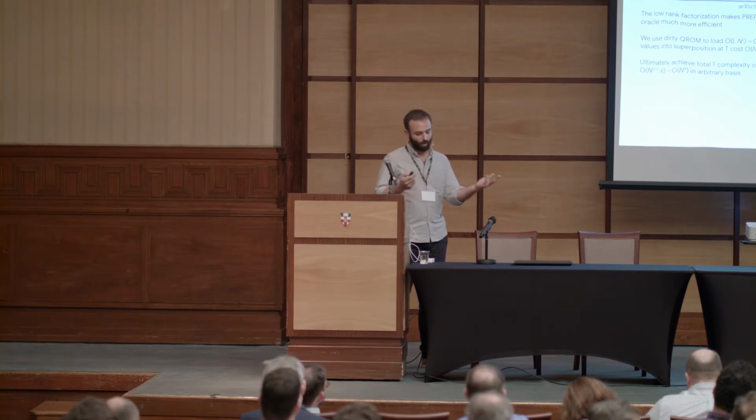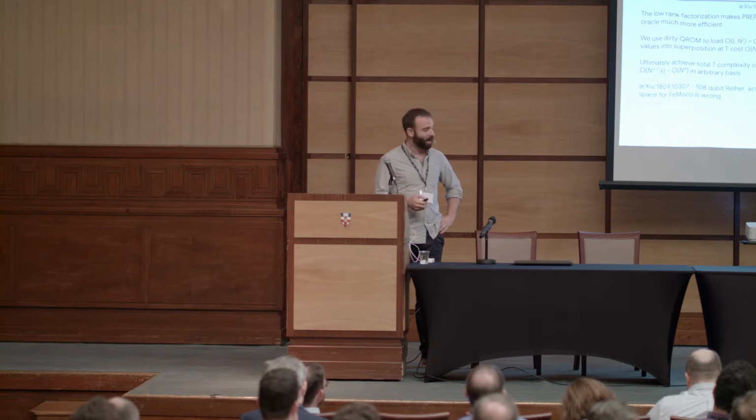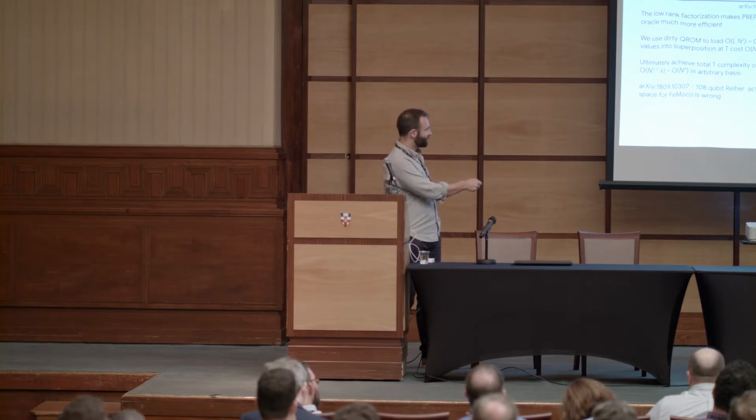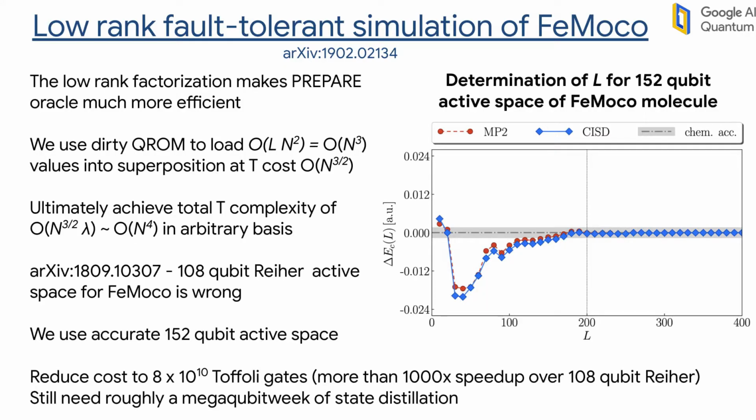And we applied that to the systems that people looked at previously for FOMOCO, including this 108 qubit active space that the Microsoft people focused on. However, there was this paper, which was from Garnet Chan's group at Caltech last year, which said there were some problems with this previous benchmark, and they proposed an alternative active space that had more qubits and didn't have those problems. So we ultimately focused on this larger active space, which you would have thought would have been harder for us to simulate.